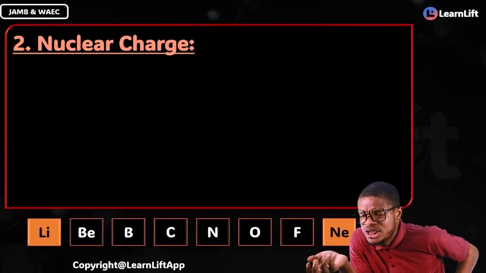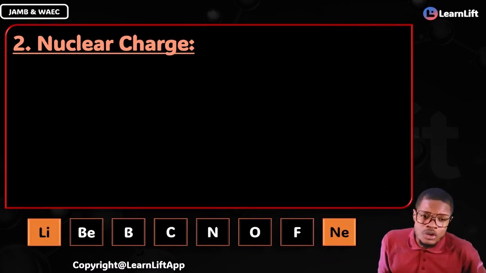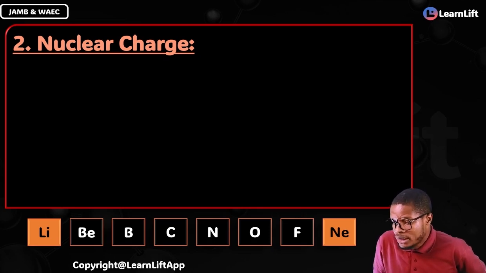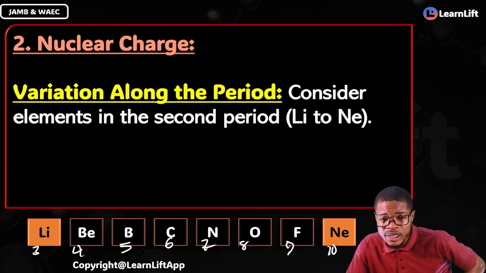Number 2 is nuclear charge. Oh yes, your nuclear charge has an effect. Don't forget that the nuclear charge, for example, your lithium has 3 protons, right? This one has 4, this one has 5, this one has 6, this one has 7, this one has 8, this one has 9, this one here has how many? 10. I like you to understand this very quickly.